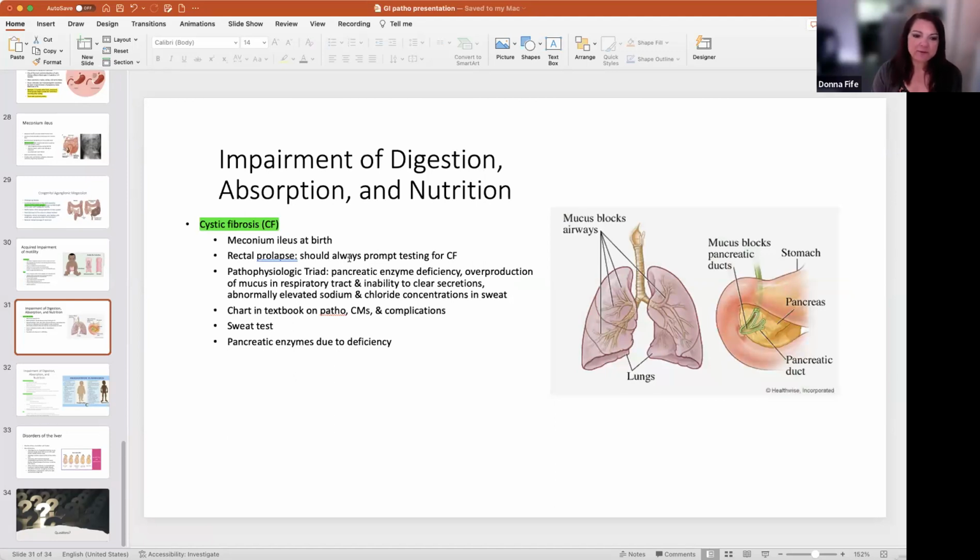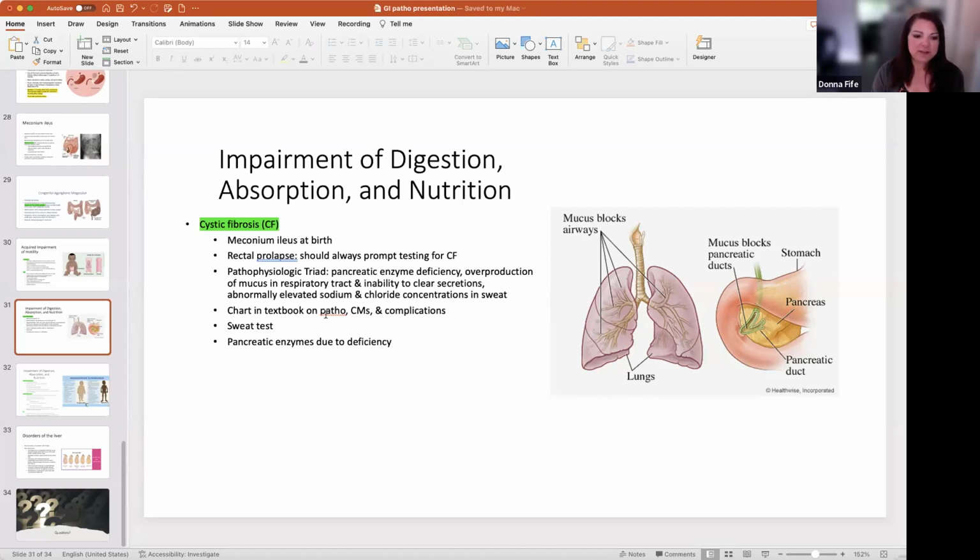Now there's a pathophysiological triad. We have a pancreatic enzyme deficiency. There's an overproduction of mucus in the respiratory tract and the inability to clear secretions. And there's abnormally elevated sodium and chloride concentrations in the sweat. So it's important to remember you're going to have different things going on here. Pancreas involved, overproduction of mucus, so respiratory tract is involved, and the sodium and chloride concentrations in the sweat are going to be abnormally elevated.